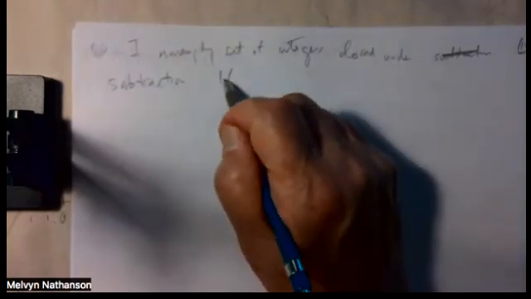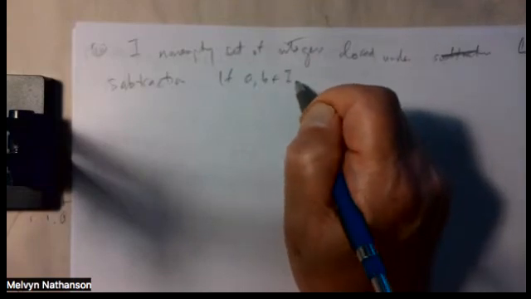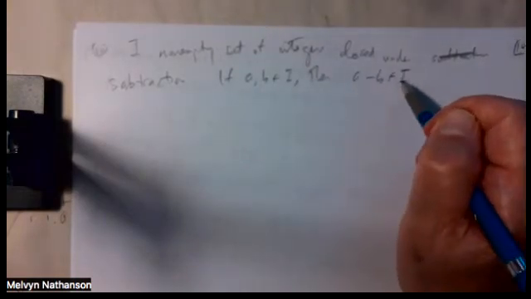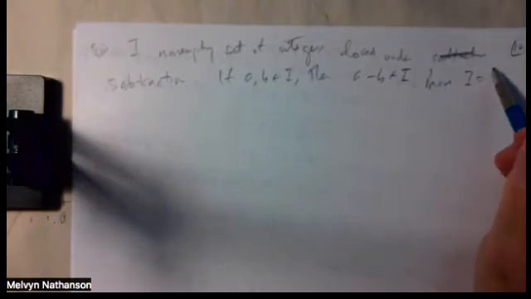So that means that if A and B are in the set I, then A minus B is in I. And we want to prove that I is the set of all multiples of some non-negative integer D. D times Z, all multiples of D.